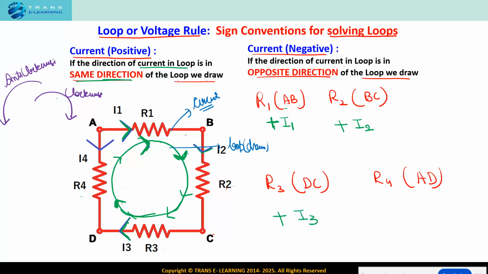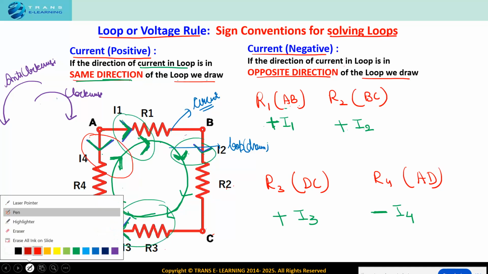But in the fourth case, my loop current is going upward, whereas in this case the current is going downward in the circuit. So this I4 will be negative. So in short, you have to compare the direction of the current of the loop that you draw and the current in the circuit. If it is the same direction, it is positive: I2 is positive, I3 is positive. But in the fourth case, they are in the opposite direction, so it is negative.